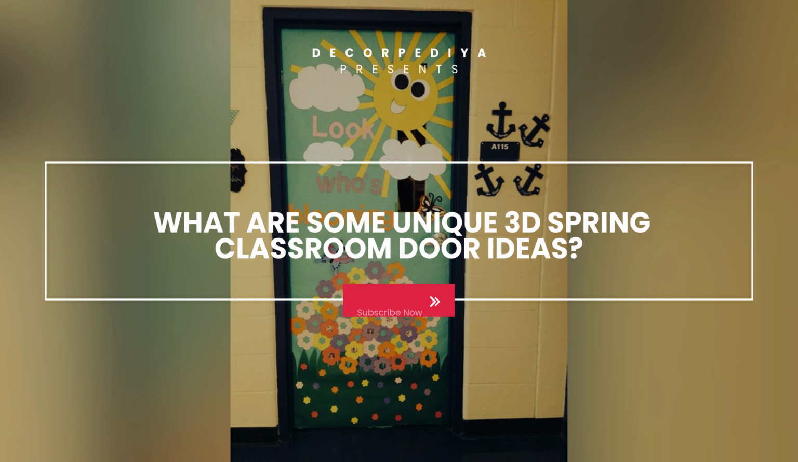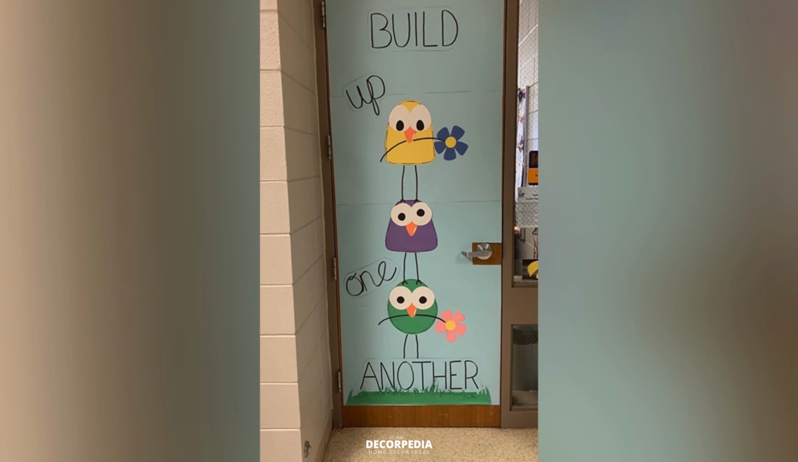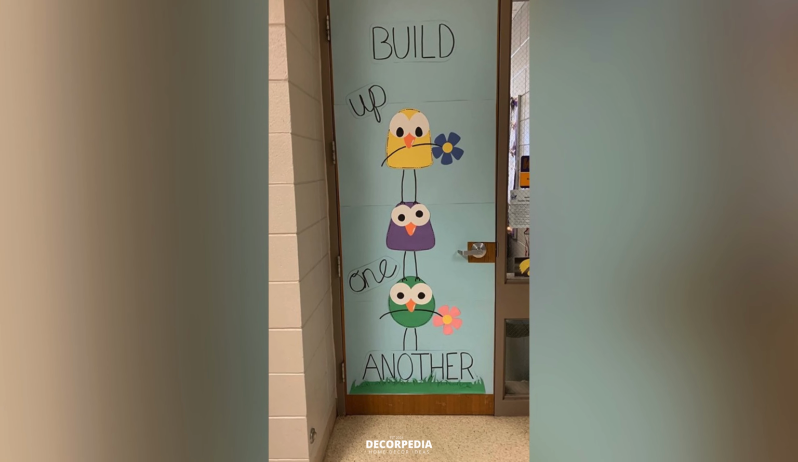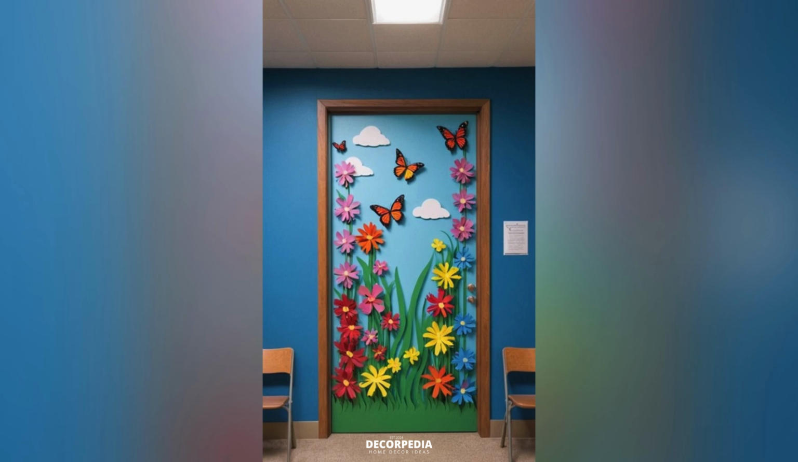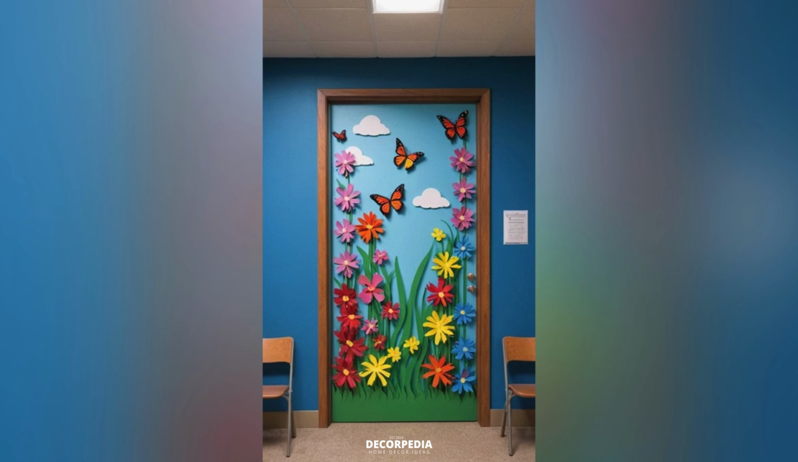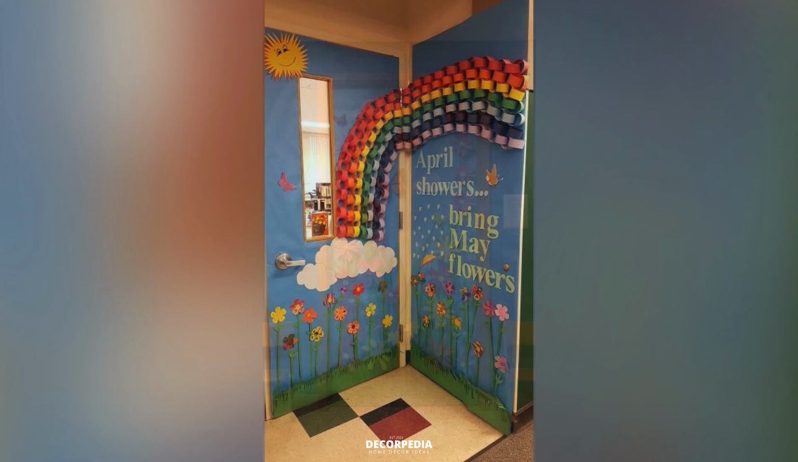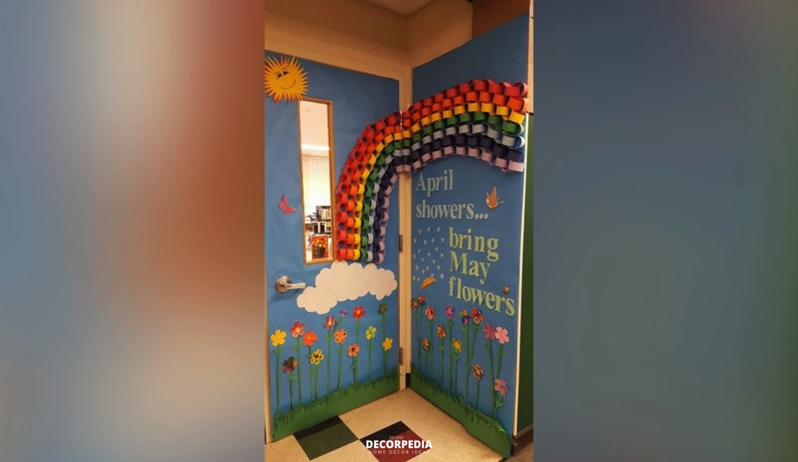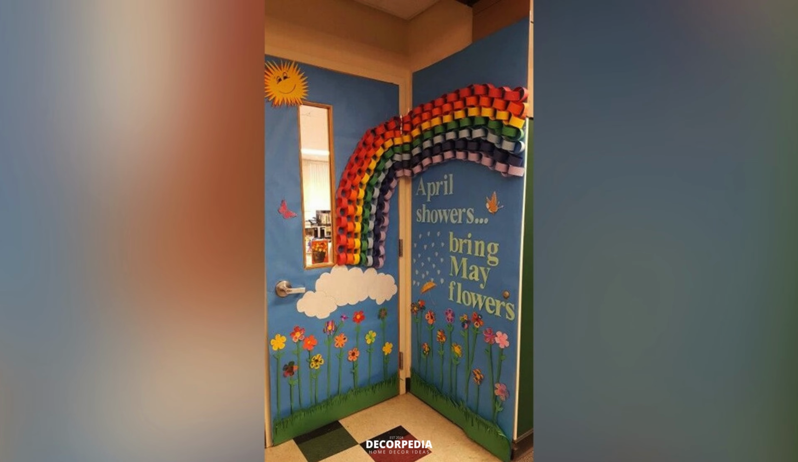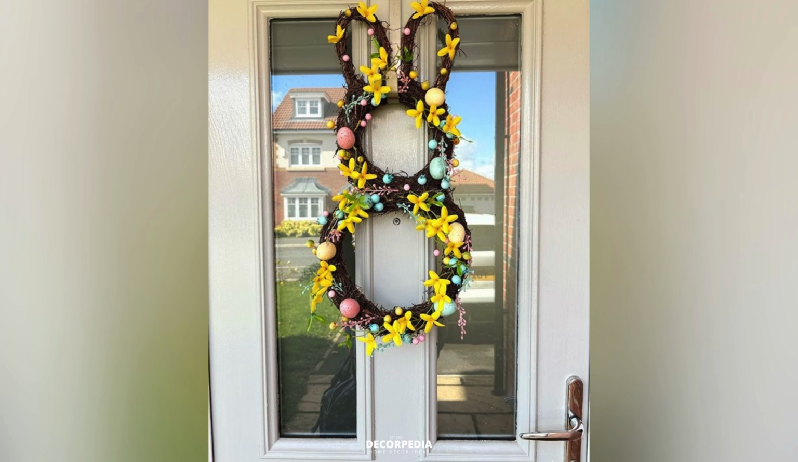What are some unique 3D spring classroom door ideas? A 3D door design adds an extra layer of creativity and makes the classroom entrance stand out. One idea is a butterfly garden door, where large, layered paper butterflies seem to fly off the door, creating a magical effect. Another eye-catching option is a springtime tree door, where a paper tree with real branches or crumpled brown paper extends across the door with blossoms and birds perched on it.